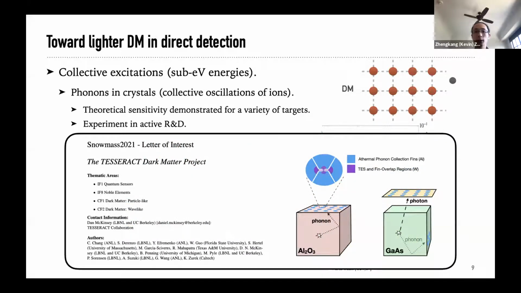On the experimental side, there's also some very exciting news. There is a funded experimental project called TESSERACT, which is based in Berkeley, that's ongoing. They're designing very low threshold transition edge sensors for single phonon detection. So hopefully we'll hear from them about the experimental results very soon.